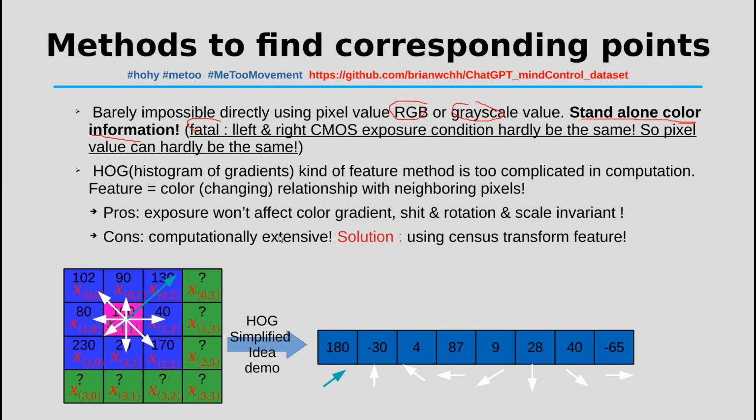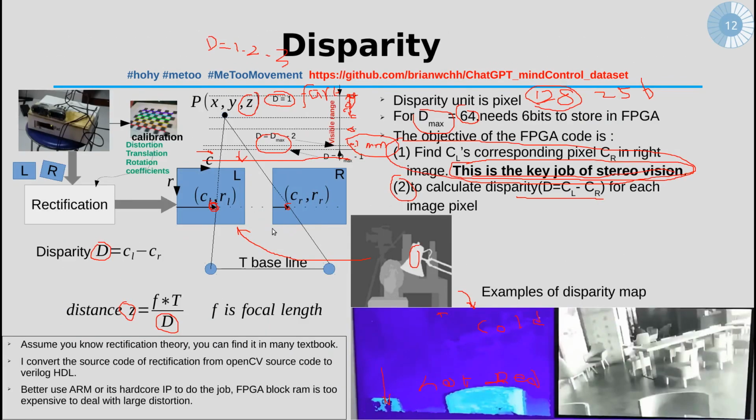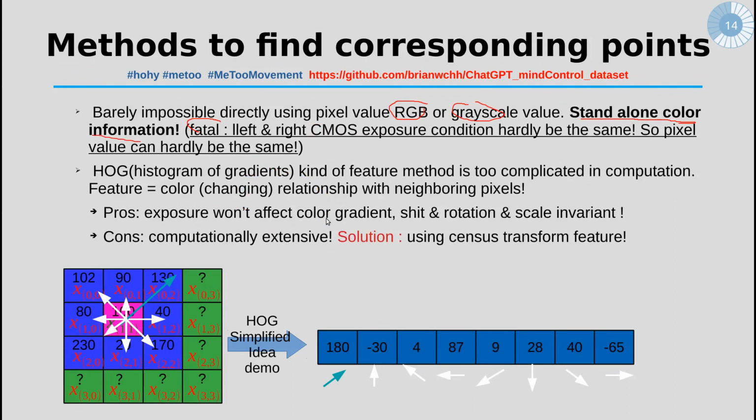So maybe here it is 250, and this same corresponding point is maybe 246. There is always some discrepancy between the left and right images because the exposure conditions are different. So it's very hard, barely possible, to find it using pixel values.